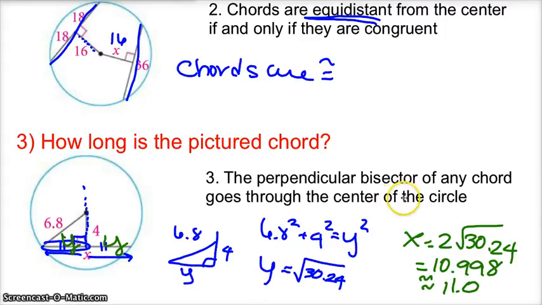Okay, so let me explain this one more time. The perpendicular bisector of any chord goes through the center of the circle. So what they pictured, they gave us something that went through the center of the circle, and we were told that it's perpendicular. So using this and all of its reversibility, this would have to be the perpendicular bisector. So x is being cut in half. Once we find half of x, we can add it up to find the whole x.